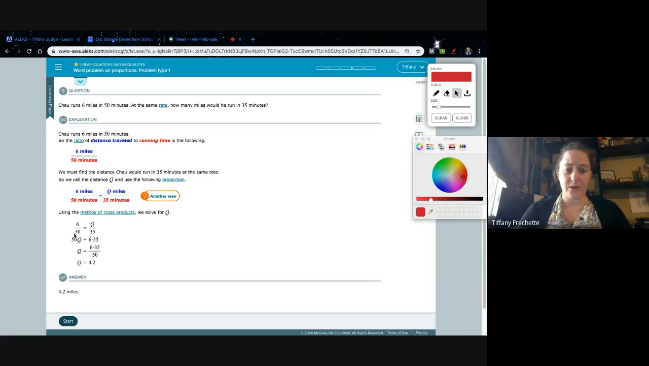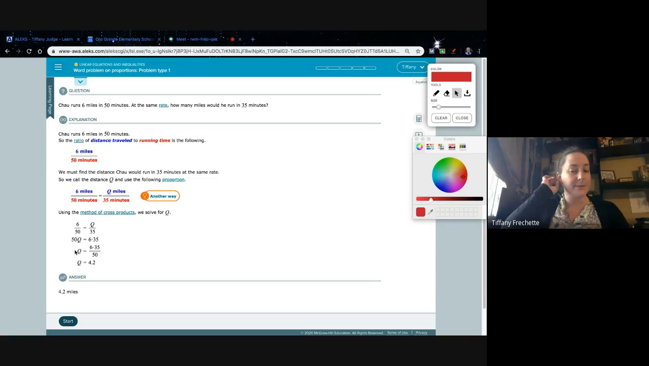So now we just cross multiply and we get 50 times Q, which is how they got 50Q, 6 times 35. So they get 6 times 35. And instead of multiplying first, they went ahead and divided by 50. So they're kind of doing two steps here at once. So they still have 6 times 35 here, and they're dividing by 50. When they divided by 50 on both sides, it canceled, which is why you don't see 50 anymore.